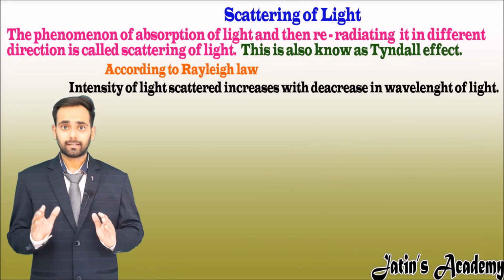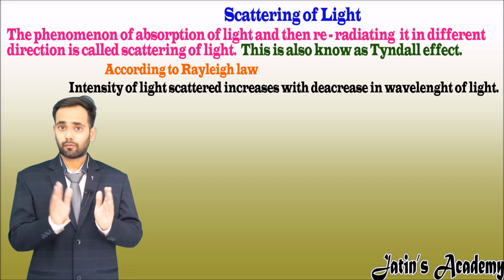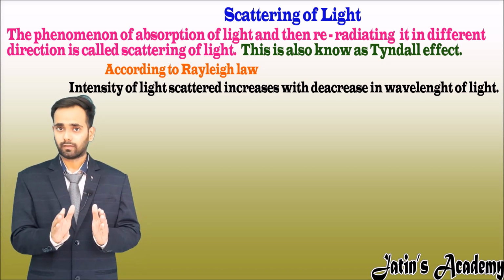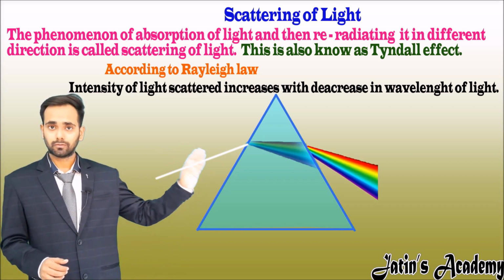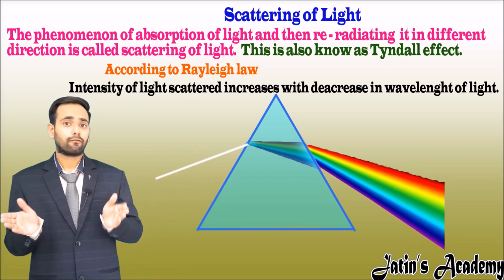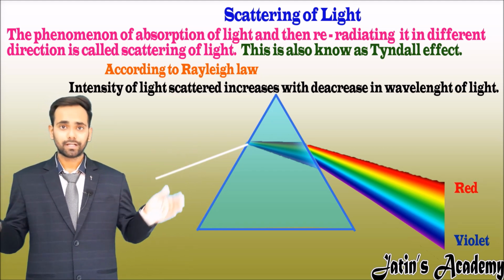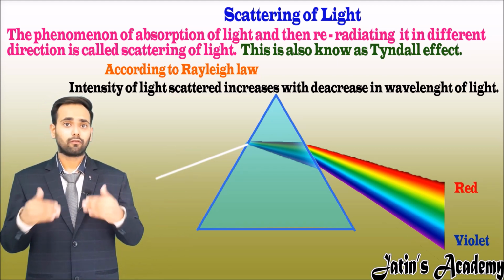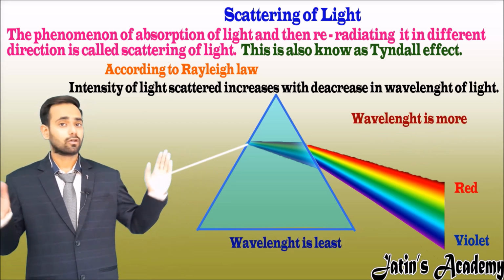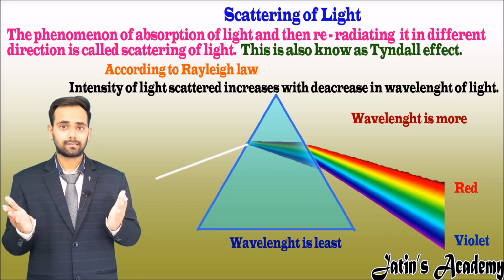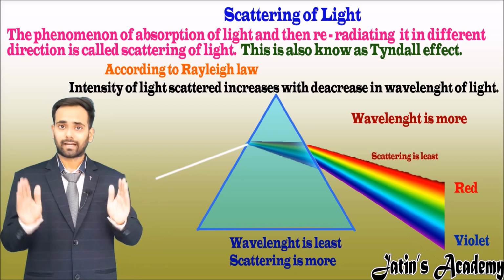Let us understand the relation between the scattering of light and the type of light, or we can say the color of light. We have learned that white light is dispersed into 7 colors, in which violet color deviates most and red color deviates least. It means the wavelength of the violet color is least and the wavelength of the red color is more. So according to Rayleigh's law, we can say that violet color scatters most and red color scatters least.